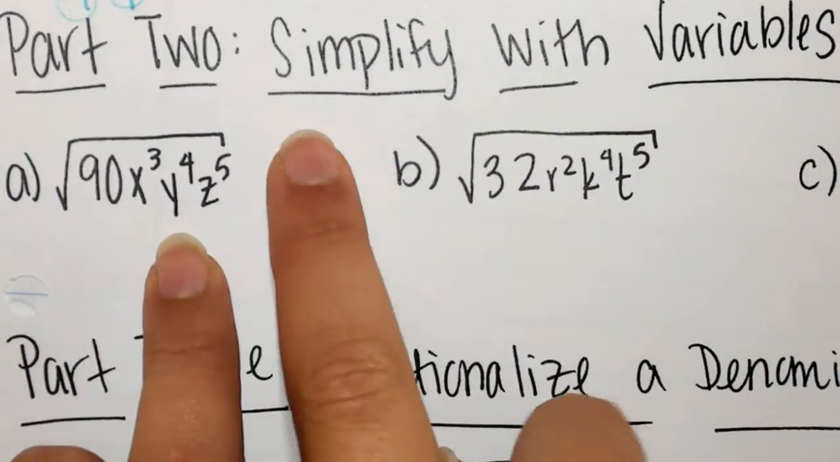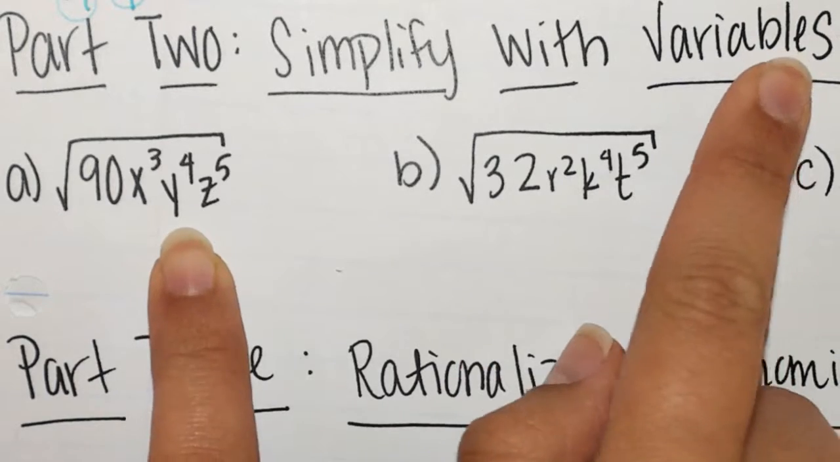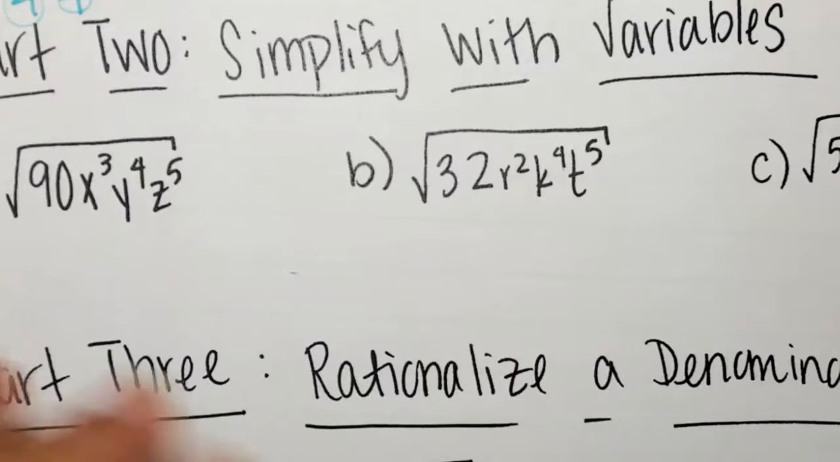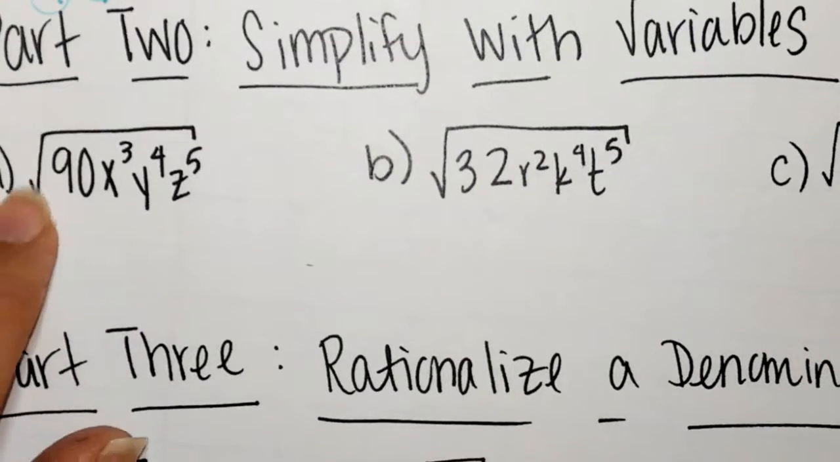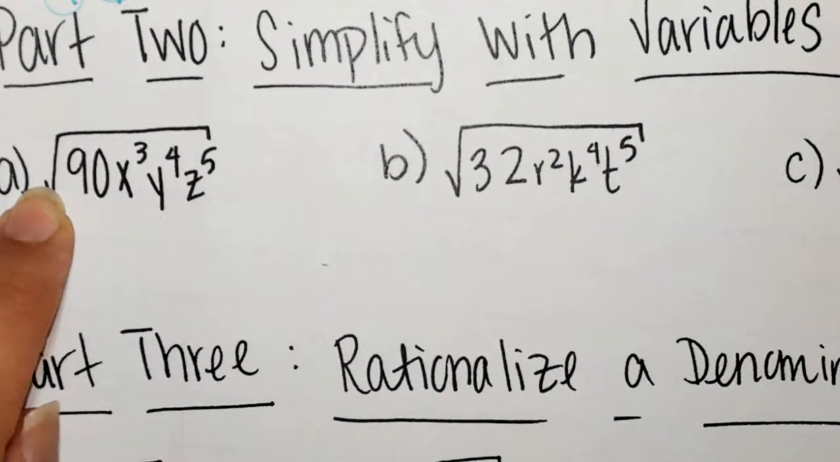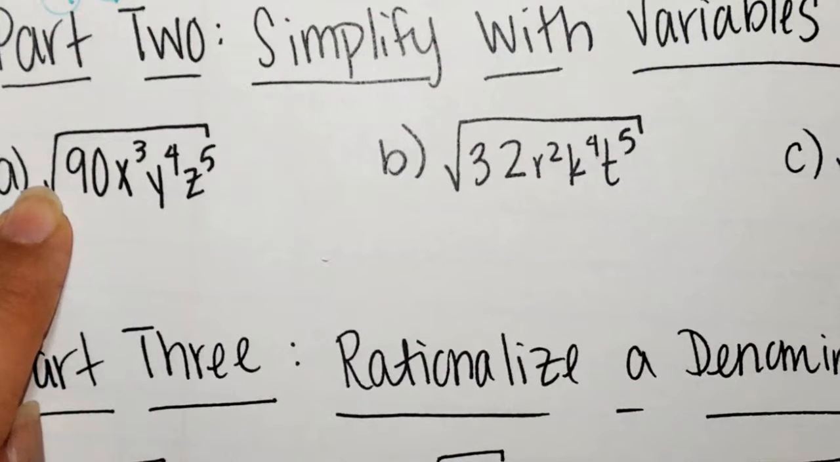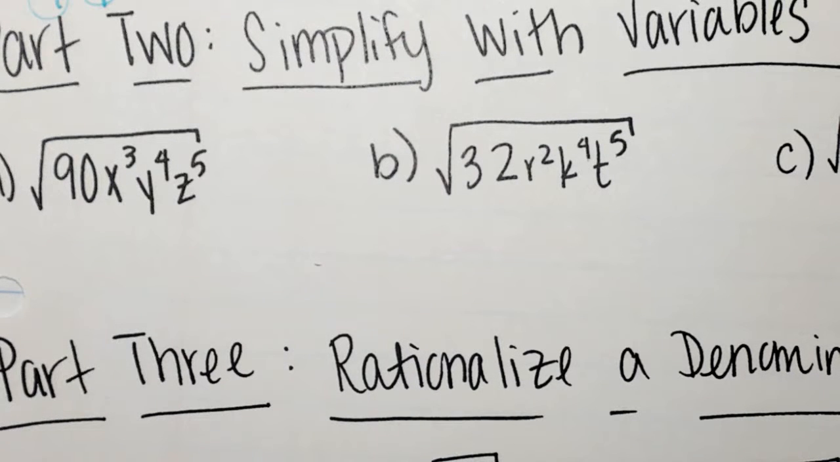Part 2 says simplify with variables. Okay. You remember this? Hallelujah. All right. Now, who remembers what number is in the mullet when it's just a square root? 2. There's a baby 2 there because it's called square root. It is a baby 2. So that is going to come into play once we get to the variables.